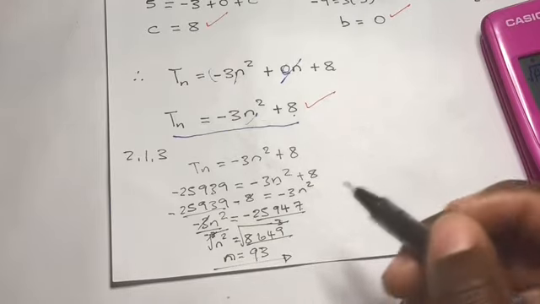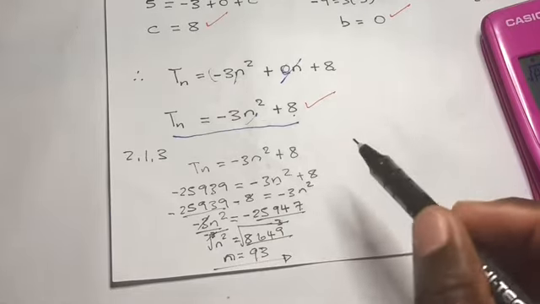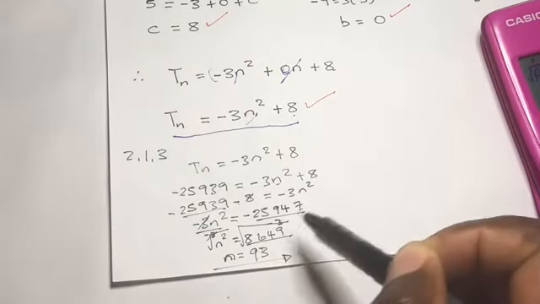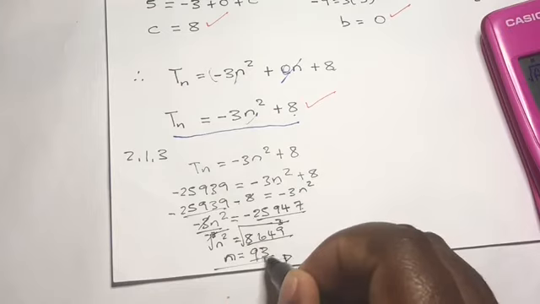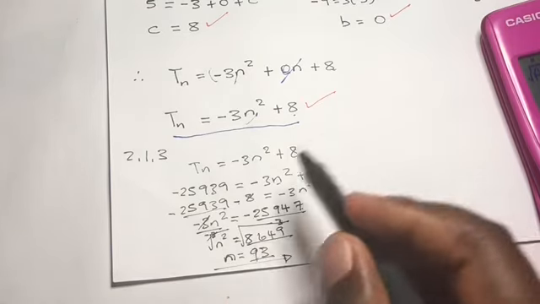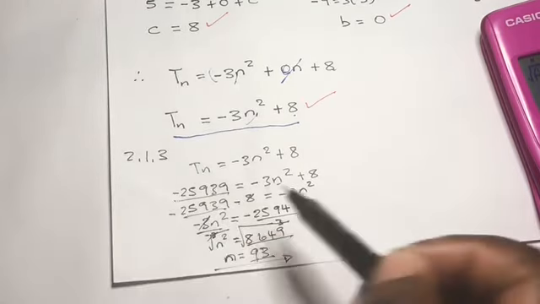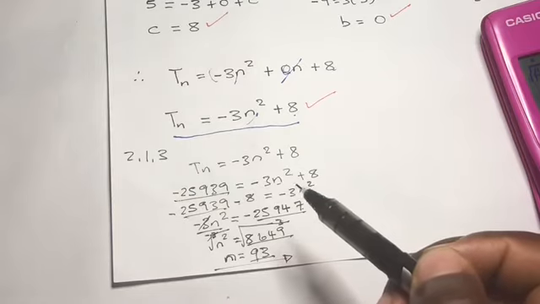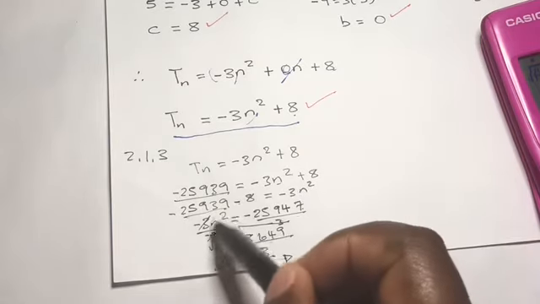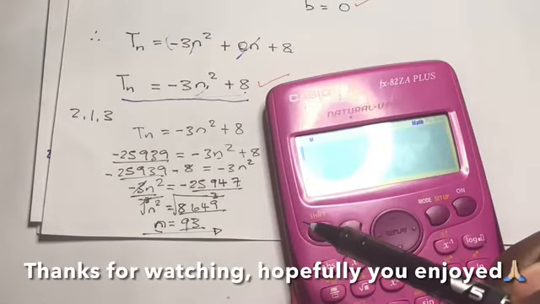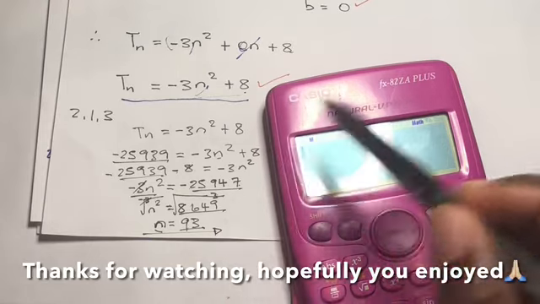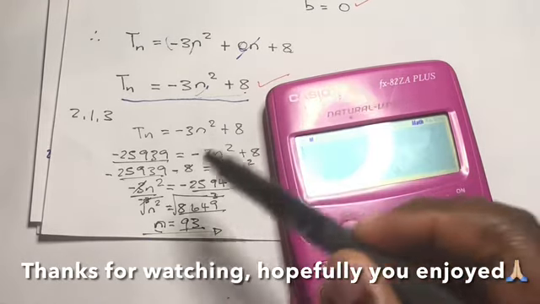So in simple terms, guys, it means if you were to count terms, when you get to term 93, that's where the value of that term is equal to negative 25,939. Okay guys, so that's basically how you calculate the value of n.